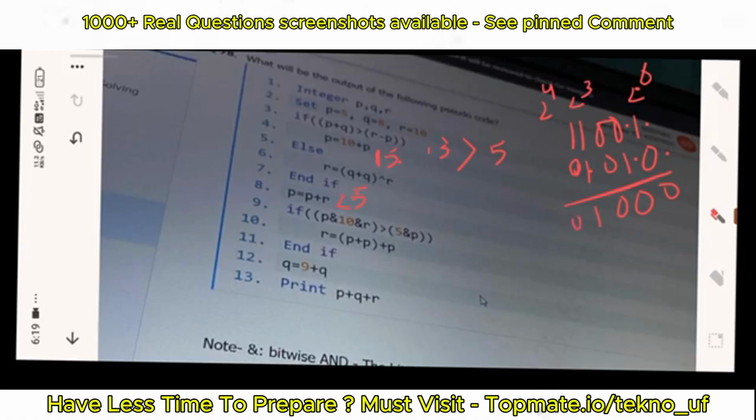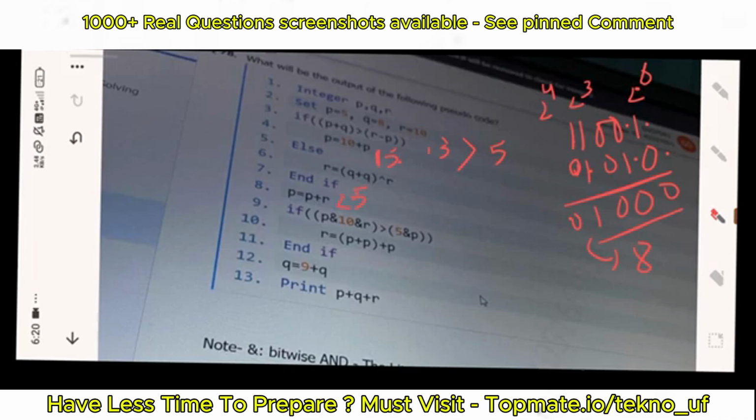And 1 0, this is true and false, so this is also false. So out of this, only this becomes our output, 1 0 0 0. So 4 means 100, 8 means 1000. So the equivalent decimal is 8. So 8 greater than p, 5 and p.